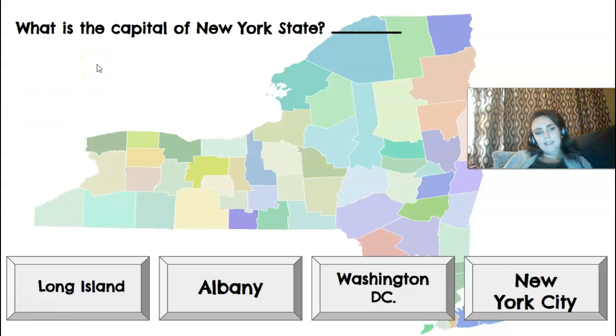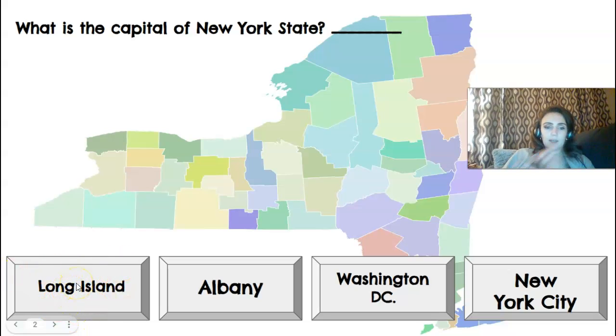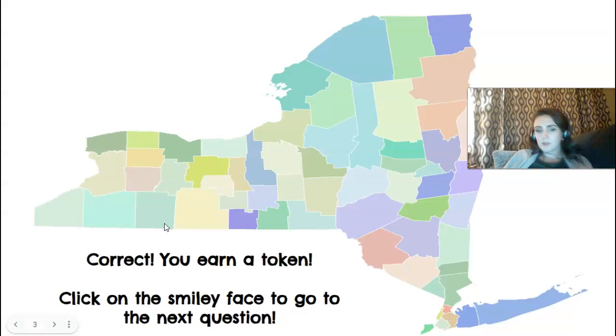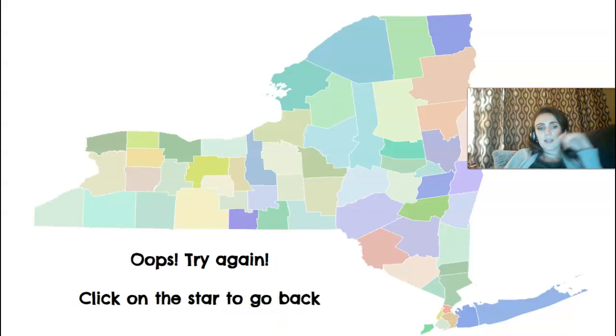Then I have my question slides. What is the capital of New York State? I'm going to go in and add links to each question. I'm still learning this, but adding links to each question. So it'll either come up with this, correct, you earn a token, and a token will drop down. I'm going to have a token drop down from the sky. Or they'll get oops, try again, and a star will come back down.